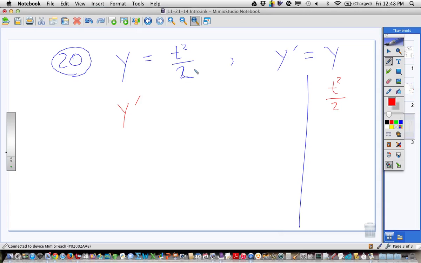And we'll have a special rule for that. But we don't have to use it here. What we should do instead is rewrite this as 1/2 t squared. So you're always going to see me working with fractions, not division. It just makes things easier.